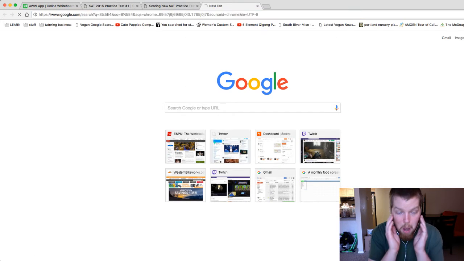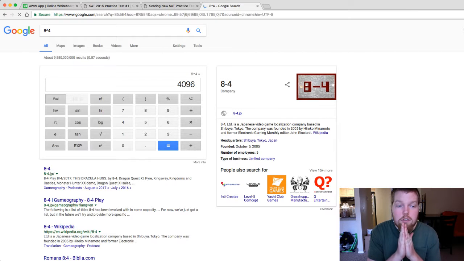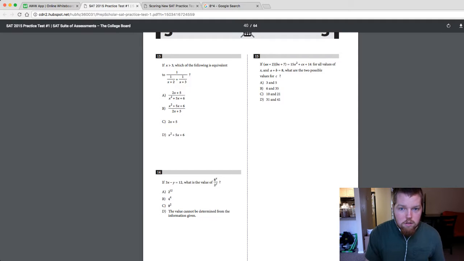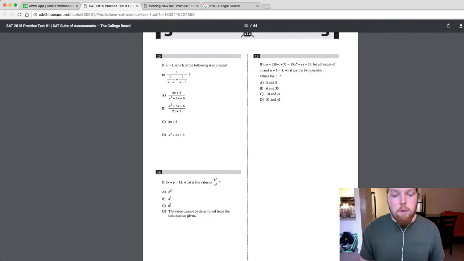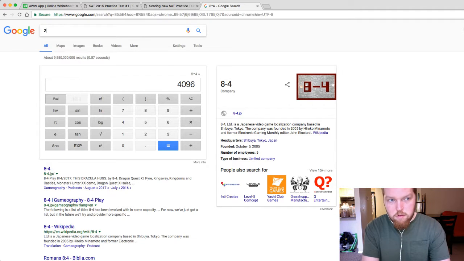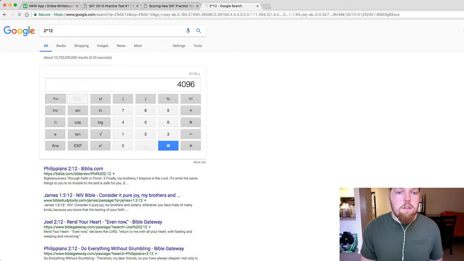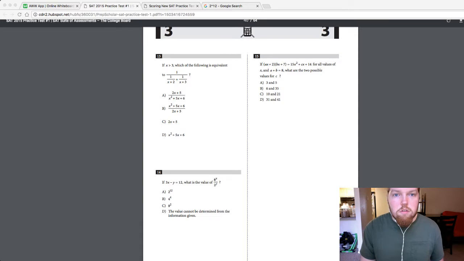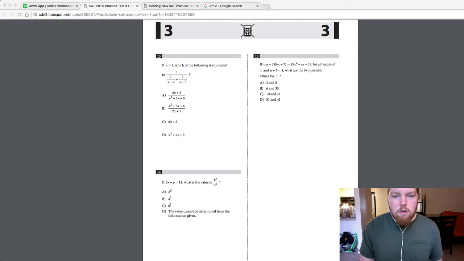8 to the 4th power is 4,096. Oh, we don't have a calculator on this section. My bad, I'm using a calculator. 8 to the 4th power. Is that the same as 2 to the 12th power? 4,096. Okay, so I don't have a good way of explaining this, so let's go to the answer explanations and find out how we're supposed to convert without a calculator, or how they explain it.